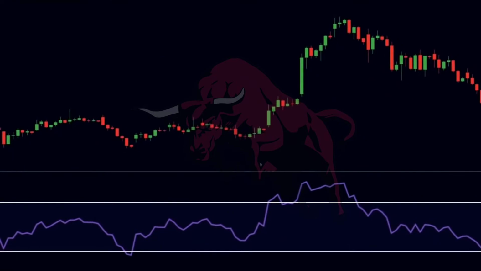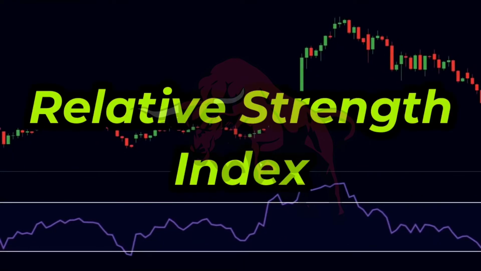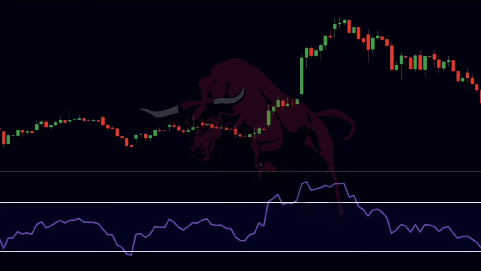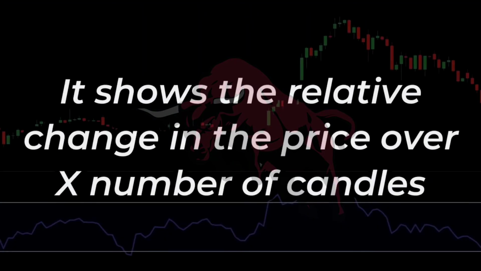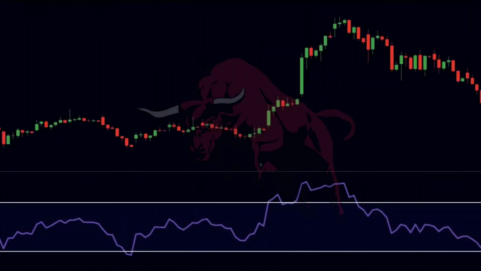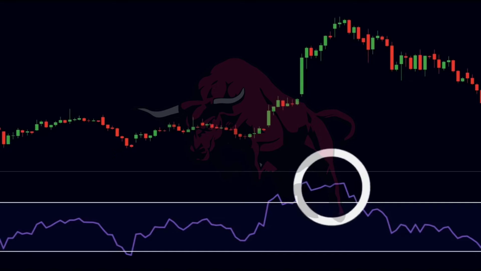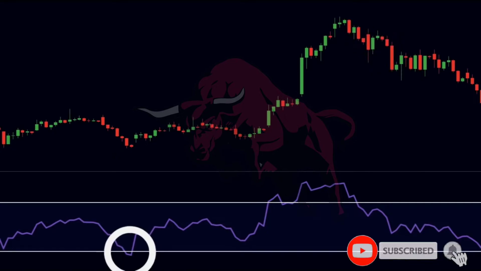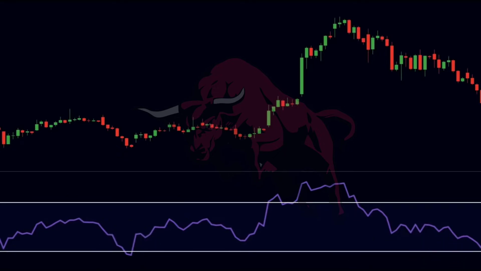The RSI indicator is called the Relative Strength Index. RSI is a momentum indicator. It shows the relative change in price over the last X number of candles. The value of the RSI moves from 0 to 100. When the RSI is trading above 70, the price is said to be overbought. In an overbought condition, we can expect the price to make a down move. And when the RSI is trading below the 30 level, it is said to be oversold. In an oversold condition, we can expect the price to make an up move.